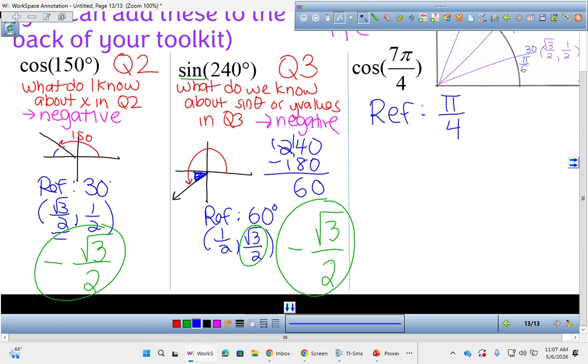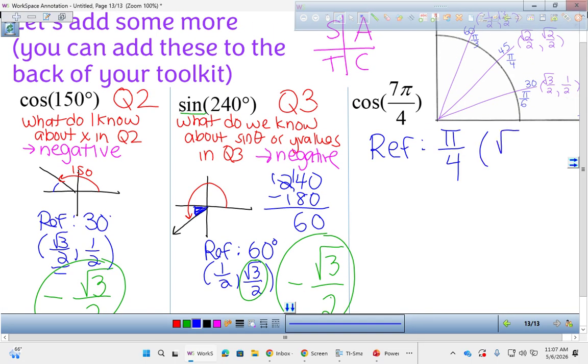If this was 7 pi over 6, then the reference angle would be pi over 6. If it was 11 pi over 3, then the reference angle would be pi over 3. I don't have to do the work. I don't have to draw the picture. That's the reference angle. So I know that I'm working with the pi over 4 relationship. And in this case, it doesn't even matter if I'm looking at X or Y. My final answer is going to be √2/2. The only thing I need to decide is whether the √2/2 is positive or negative. That's where the quadrant comes in.